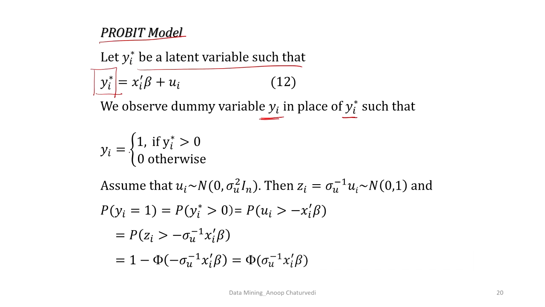Or you can say yi equals 1 if the person has a desire to own a car, or his desire is greater than 0. And yi equals 0 if he does not own a car, or his desire to own a car is less than 0. Then we assume that ui follows a normal distribution, normal 0, sigma u square I n, and then we define zi equal to 1 upon sigma u times ui. So, obviously, zi follows normal 0, 1.